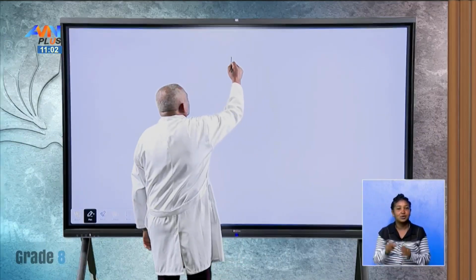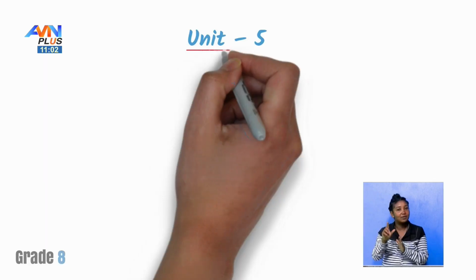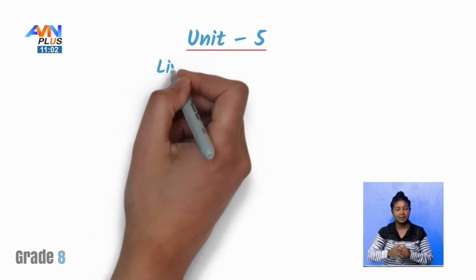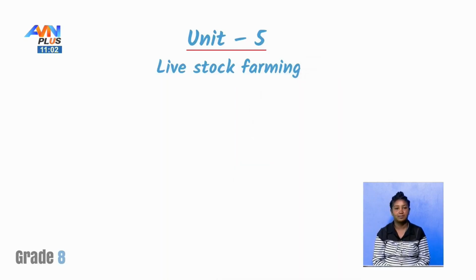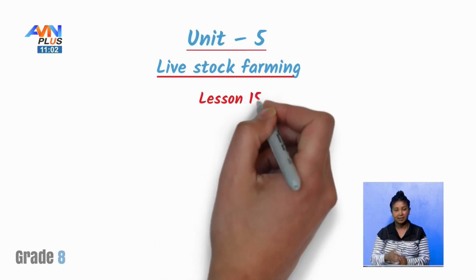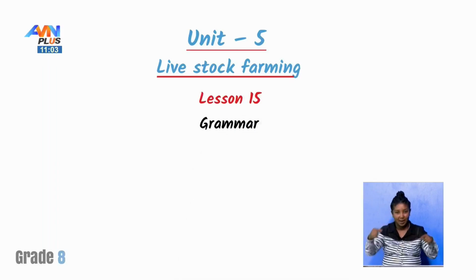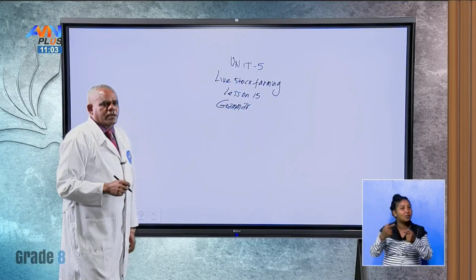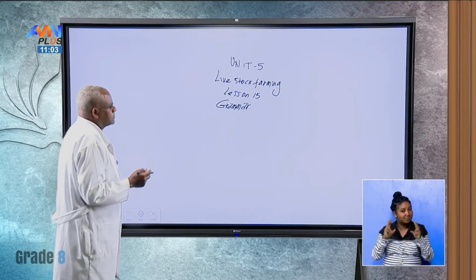That is unit 5 again, livestock farming. This is lesson 15. The part is grammar. It's the grammar part. What kind of grammar are you going to see today? Wow, it's so interesting. I would like to write this grammar.